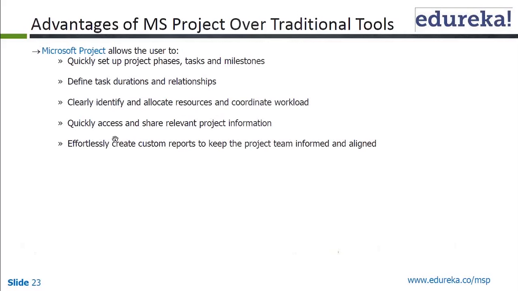Then quickly access and share relevant project information. So whatever is happening on the project, on a week on week basis, you may have to provide the report. So you have to access this information, what is complete, what is not complete, and share the relevant project information with appropriate stakeholders. It could be your sponsor, your customer, subject matter experts, and so on. So effortlessly create custom reports to keep the project team informed and aligned. So these are all the things that Microsoft Project allows users to do.